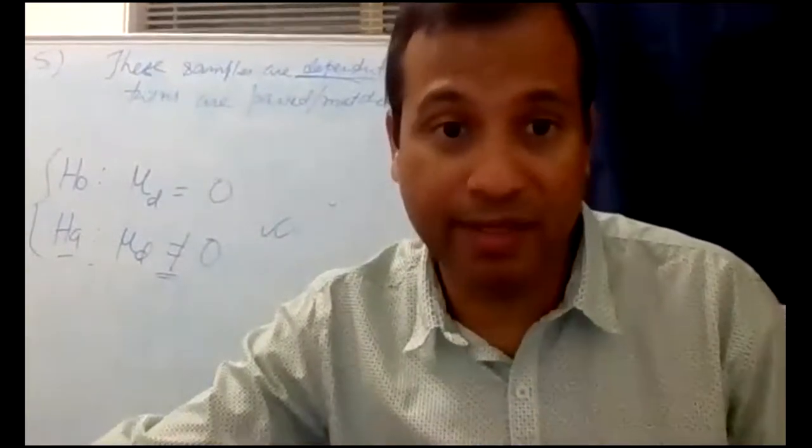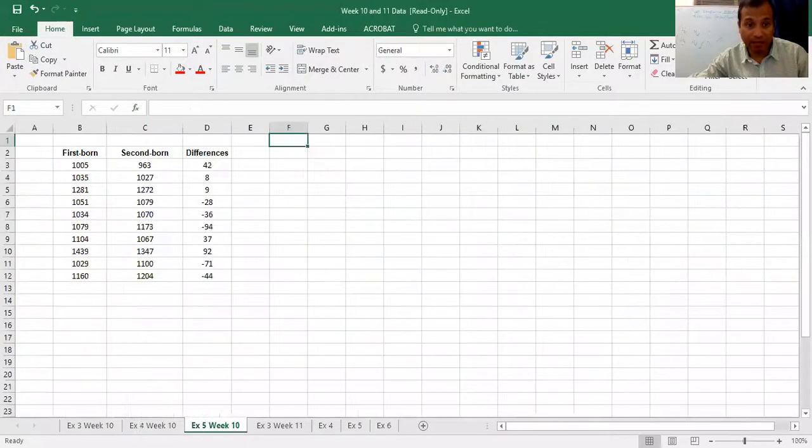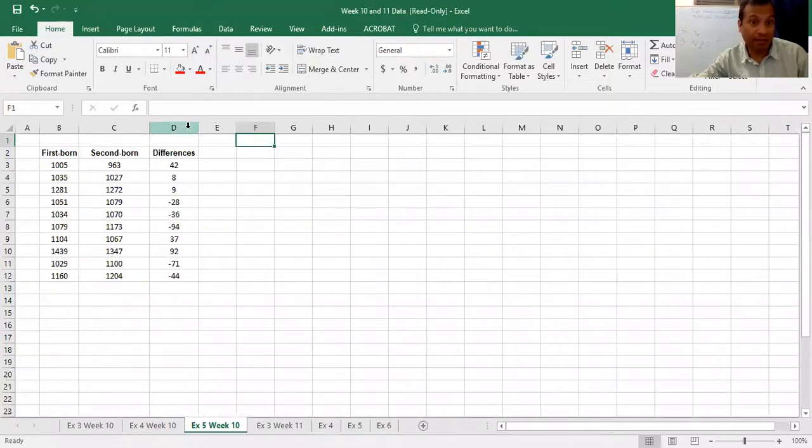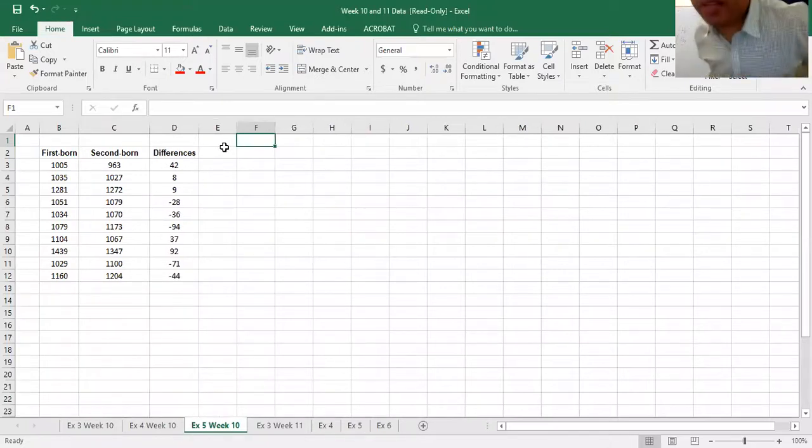So go through the Excel sheet now. Exercise number 5: first-born is given, second-born is given, and differences are given. So dependent data, paired and matched one. How to proceed? In this question you have to do the same way. First test the claim using hypothesis testing, then part B is the 99% confidence interval, so go one by one.